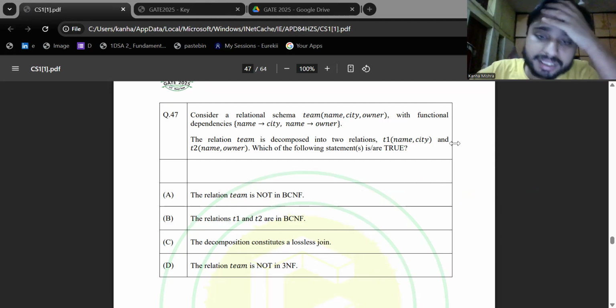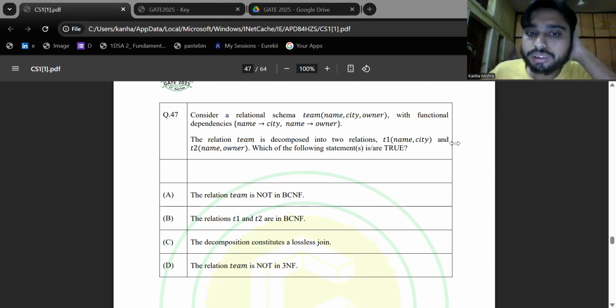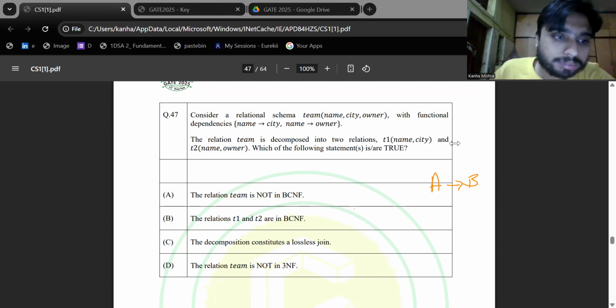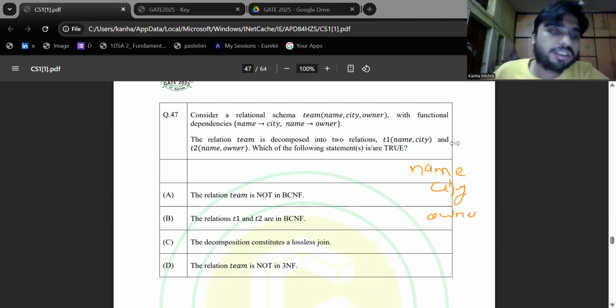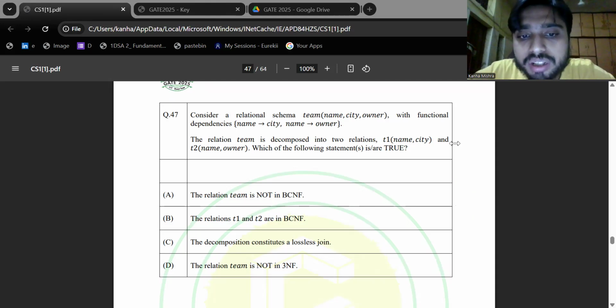What is a functional dependency? A functional dependency A implying B means if any two tuples, or basically rows, have the same value of A, then they must have the same value of B. In our case, if two teams have the same name, then they must have the same city and the same owner. This is from the question we are figuring out. Till now, we are only discussing.